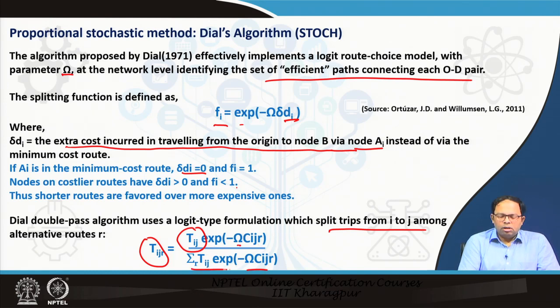And so these are all the routes, and this is only for one route. So this is how we split the different trips. So this is a logit type of formulation. We have also looked at these formulations in other cases, when we used probability equations to determine how many people would be choosing which alternative and so on. So we have seen similar kinds of equations earlier as well.